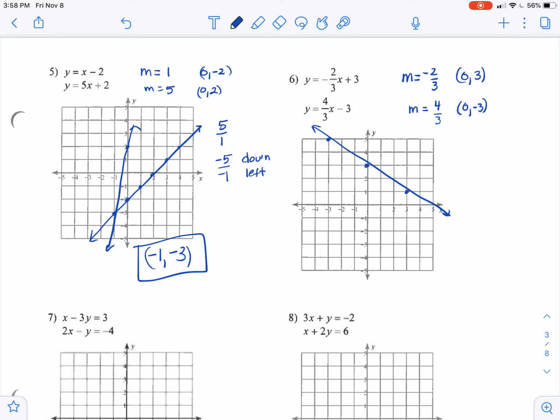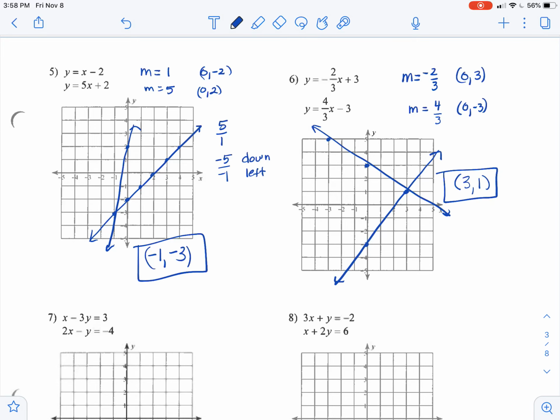Okay, there's my first line. My next one, I'm at -3. I am going to go up 4, right 3. Okay, so I could already see where it's going to intersect because I put the same point there. So my answer again is (3, 1).